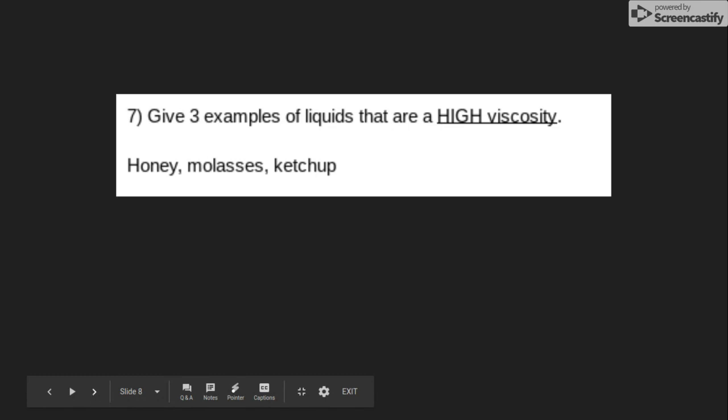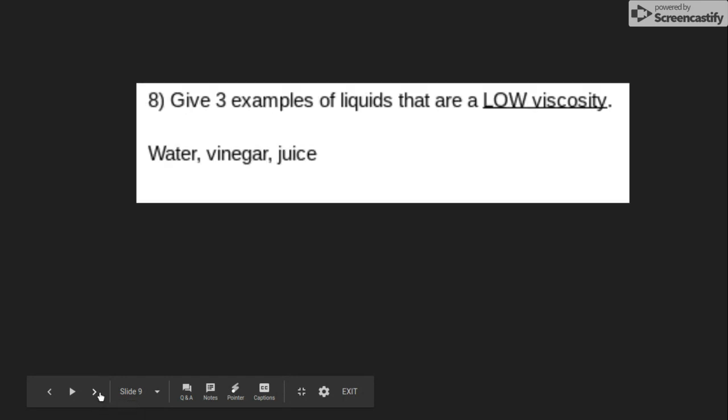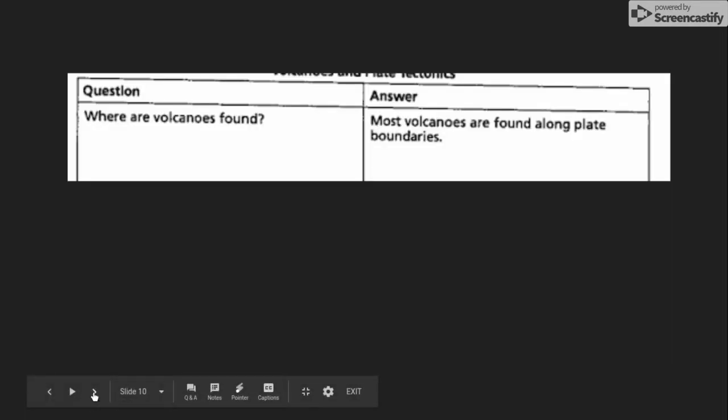Give 3 examples of liquids that are high viscosity: honey, molasses, and ketchup. Give 3 examples of liquids that are low viscosity: water, vinegar, juice.